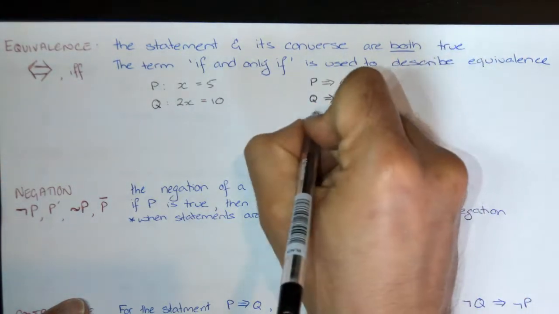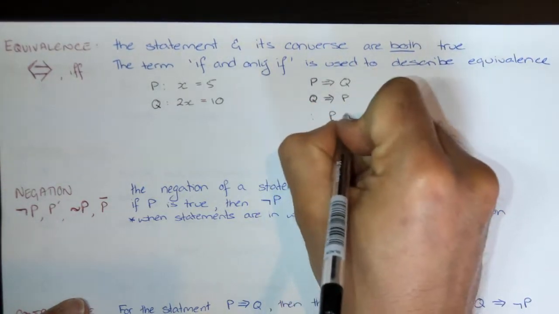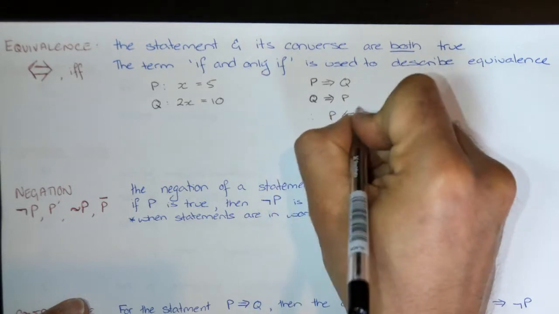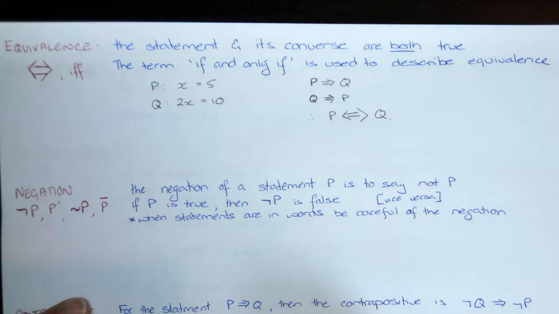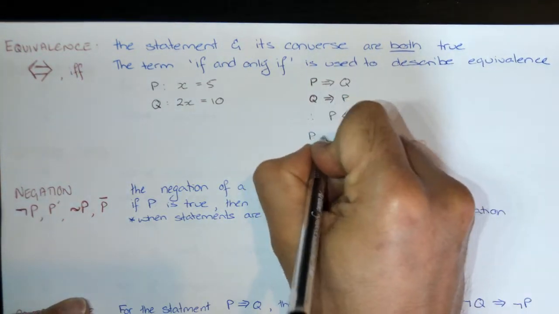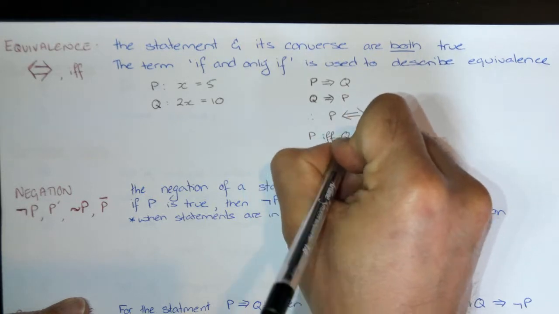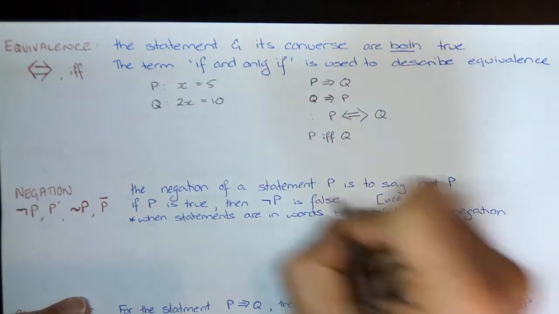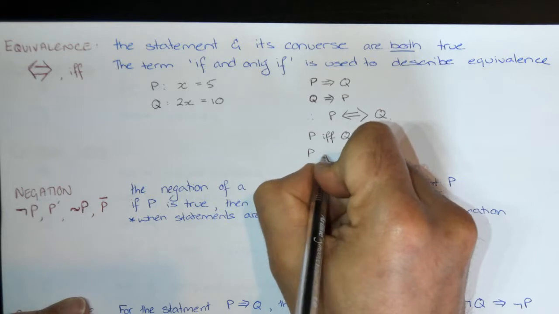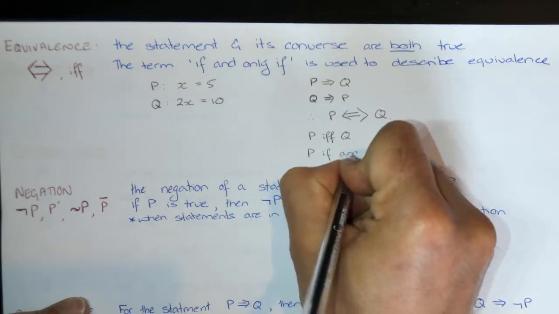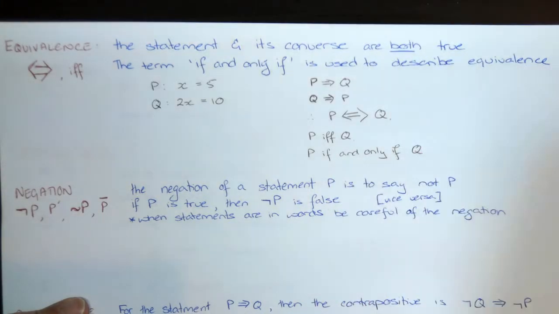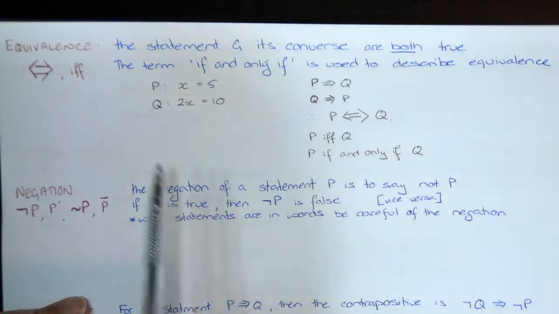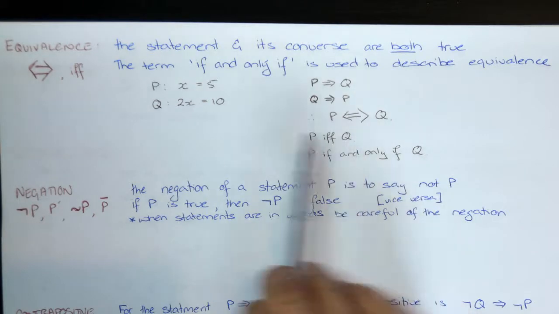So therefore, P and its converse are equivalent. So we can write P if and only if Q. If the statement and its converse are both true, then they are equivalent.